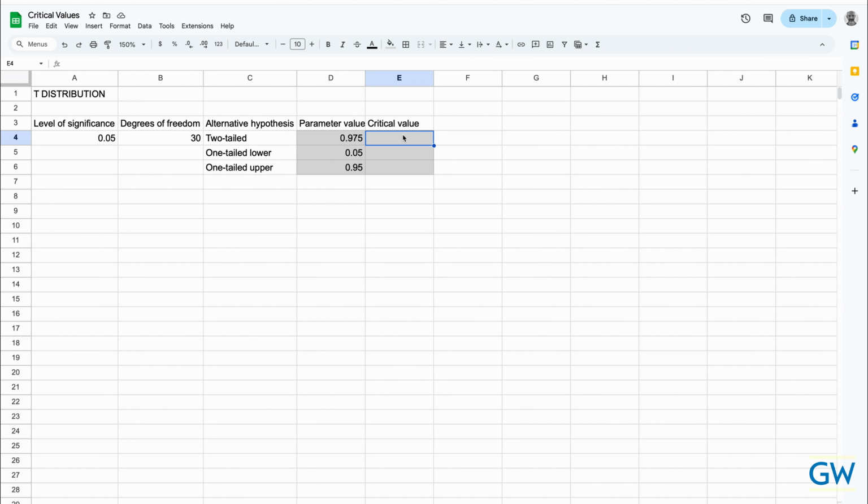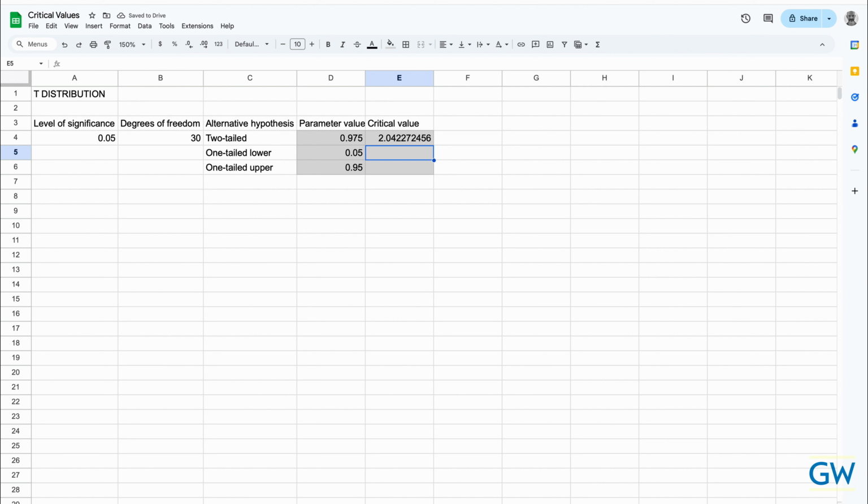So I'm going to say equals, and the formula is going to be t.inv. I'm going to open parentheses. I'm going to click on this parameter, 0.975, and then comma, I also need the degrees of freedom. So I'm going to click on that 30. I'm going to close my parentheses, and I'm going to hit enter. That's going to be 2.04.